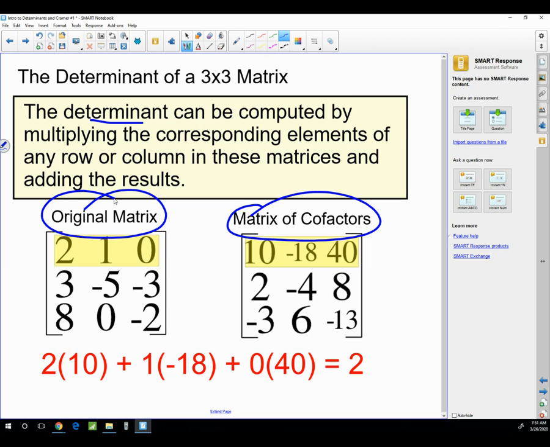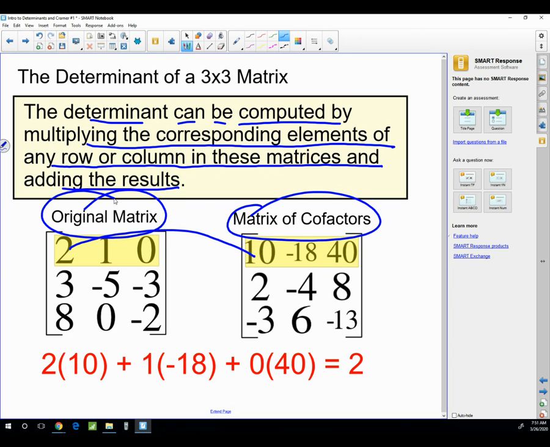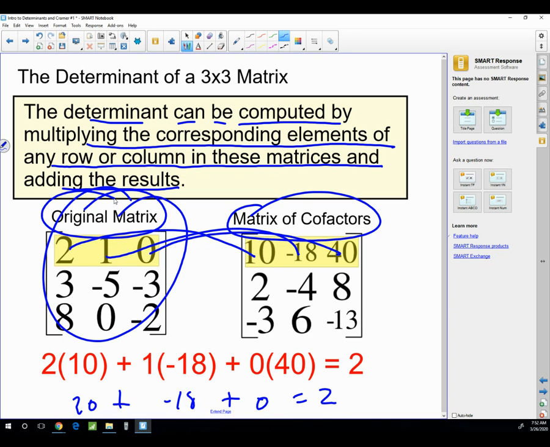The determinant can be computed by multiplying the corresponding elements of any row or column in these matrices and adding the results. So if we do 2 times 10, we'd get 20 plus 1 times -18 is -18 plus 0 times 40 is 0. And the result of that is 2. So the determinant of the original matrix is 2. And it's any row or any column.